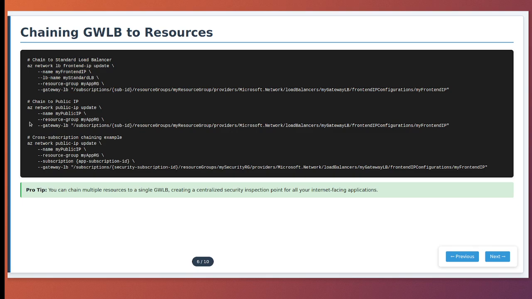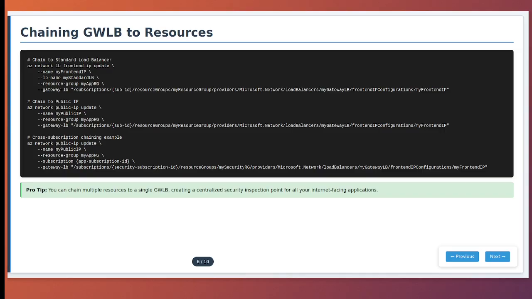Here's an important consideration. You can chain multiple standard load balancers and public IPs to the same gateway load balancer. This creates a hub-and-spoke security architecture where all your internet-facing resources are protected by a central set of NVAs. It's incredibly powerful for maintaining consistent security policies.